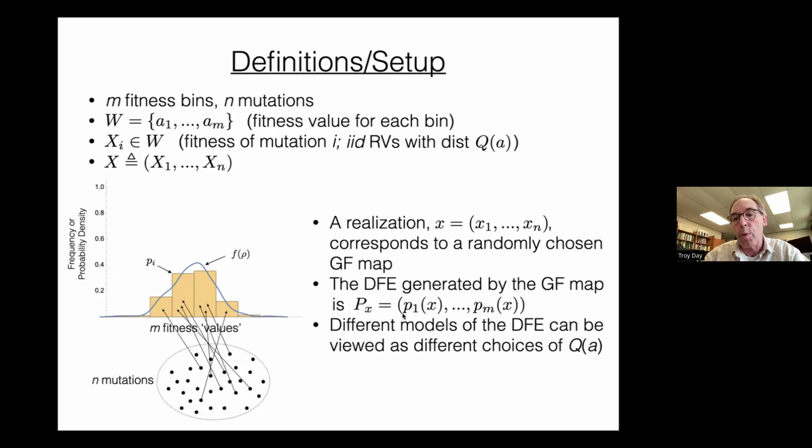So that's just the proportion of all of the mutations in that sample that end up in the first bin, all the way through to the proportion that end up in the M bin. So this is sort of the empirical distribution, if you like, from that particular realization of X. And as I said, different models of the DFE correspond to different choices of this distribution Q here.